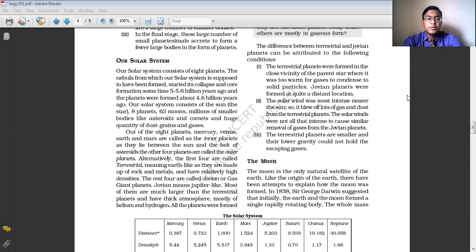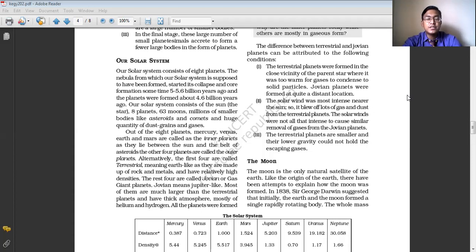So we are going to discuss today about our solar system. Here we are going to discuss how our solar system came into existence and how the different planets were formed. These different planets are categorized into two different groups. So what are these two groups known as, and what are their characteristics? We are going to discuss that.